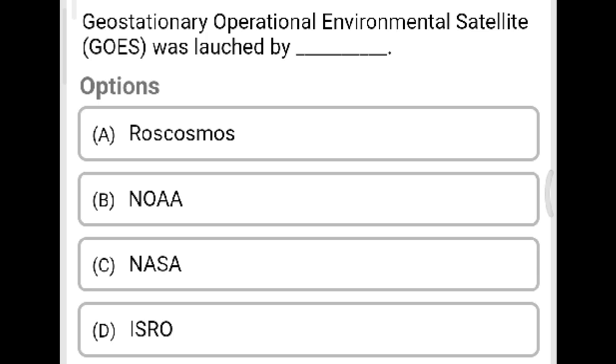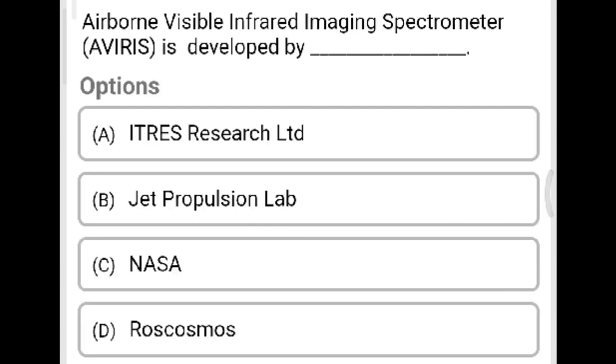Next question, Geostationary Orbital Environmental Satellite GOES was launched by option A Roscosmos, option B NOAA, option C NASA, option D ISRO. The correct answer is option B NOAA. Next question, Airborne Vessel Infrared Image Spectrometer AVIRIS is developed by option A ITRES Research Limited, option B Jet Propulsion Lab, option C NASA, option D Roscosmos. So the correct answer is option B Jet Propulsion Lab.